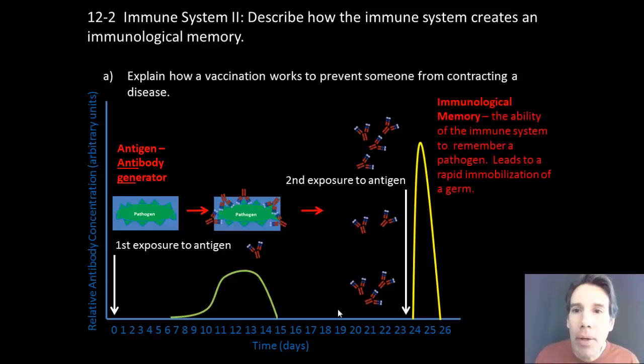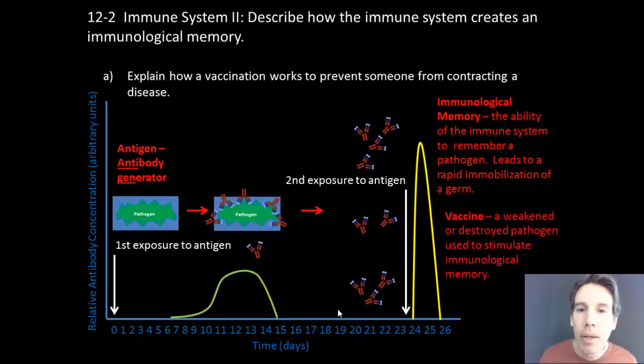So what we call this is immunological memory, the ability of the immune system to remember a pathogen, and that leads to this rapid immobilization of the germ, stopping the germ from causing damage to the cells.